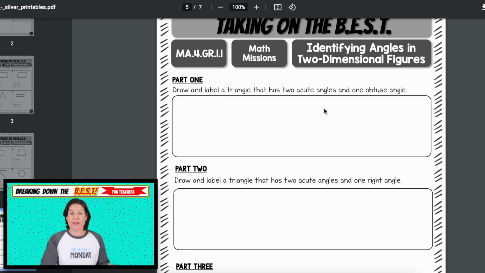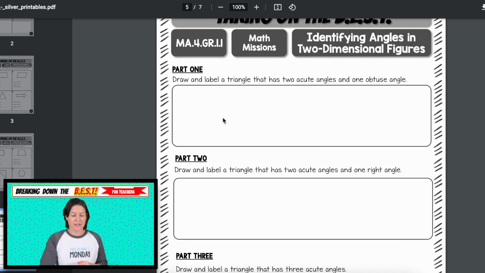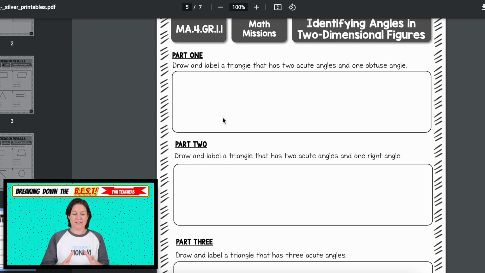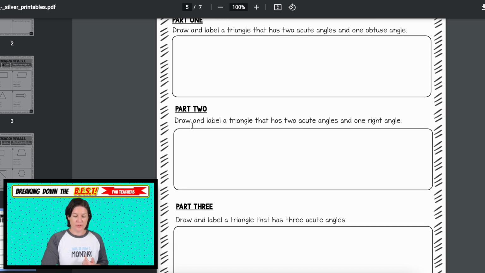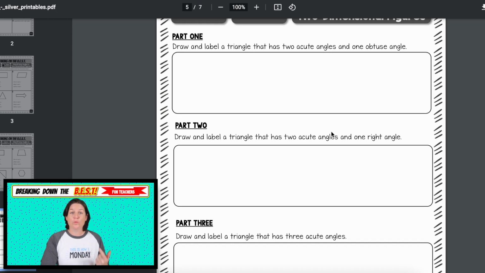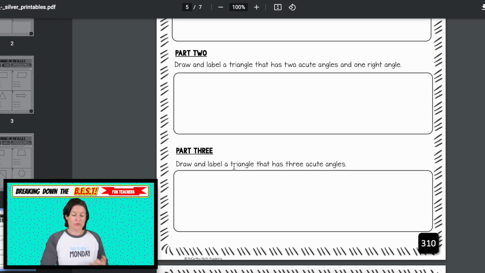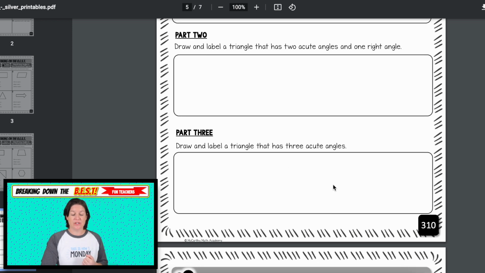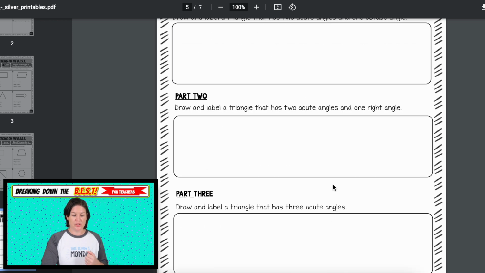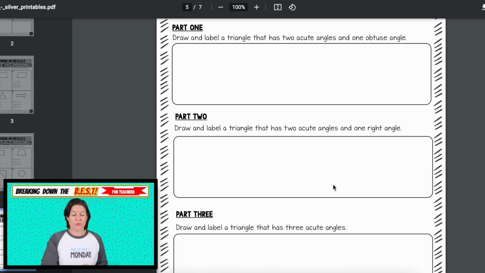One of those is the math mission, which is a multi-step, multi-part activity, which kind of combines everything together that they should have learned to meet the full complexity of the standard. So here it says, draw and label a triangle that has 2 acute angles and 1 obtuse angle. Part 2, draw and label a triangle that has 2 acute angles and 1 right angle. Part 3, draw and label a triangle that has 3 acute angles. So that's your math task, and there is an answer key for this.